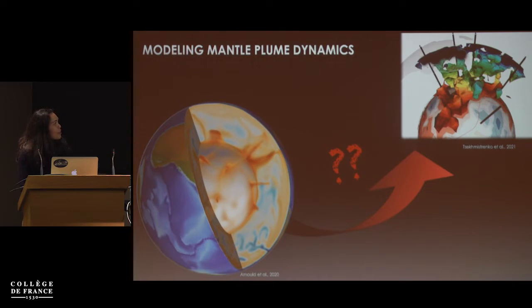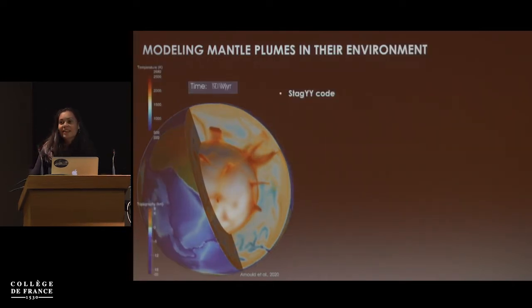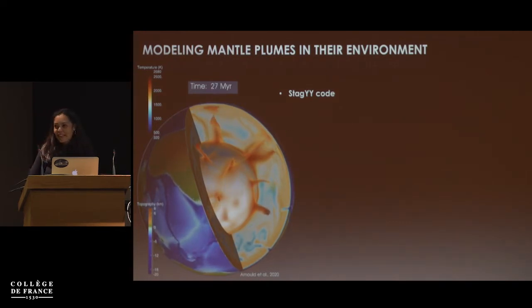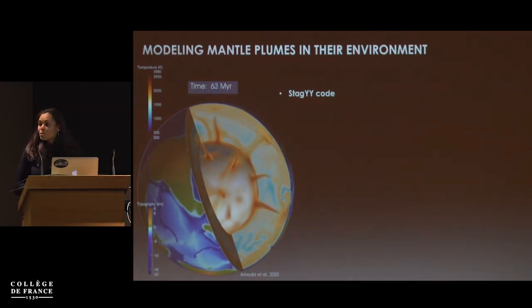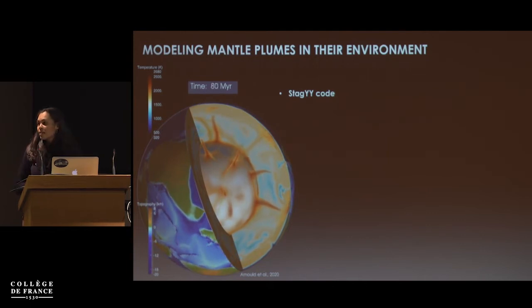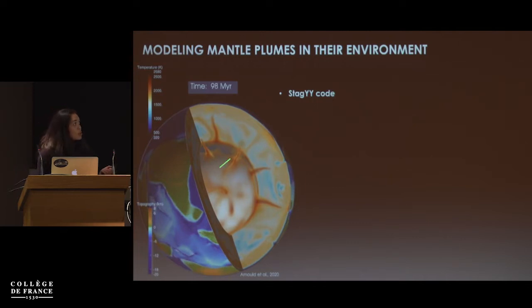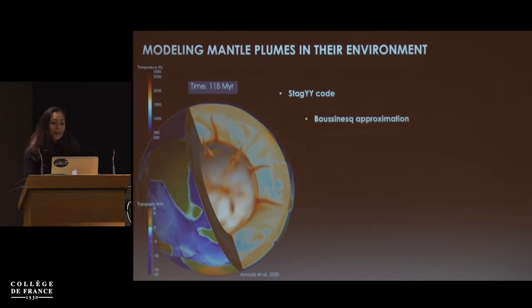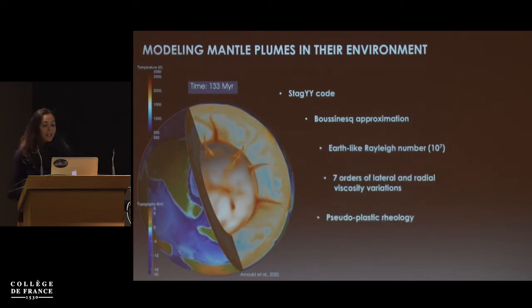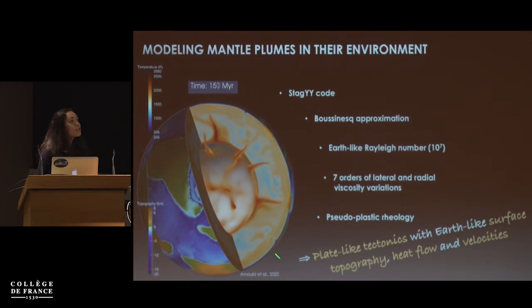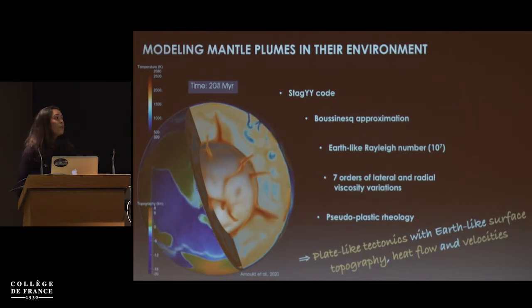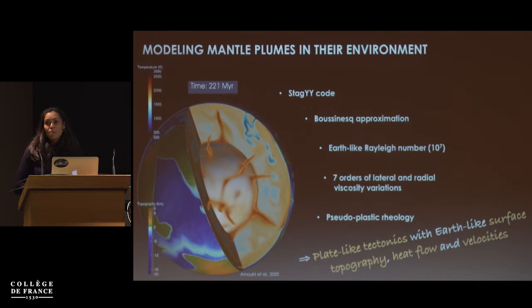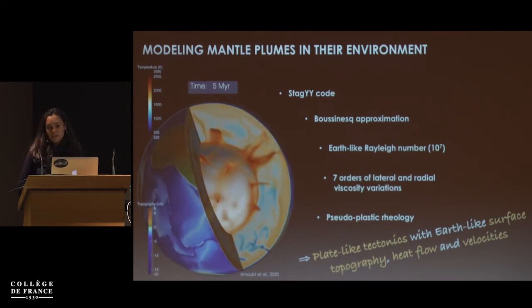So I propose here to use these kind of models because, thanks to Paul and his nice code, we are now able to model fully dynamically mantle plumes in interaction with both mantle convection and plate-like behavior. And so in these models, which are very imperfect in many ways, we can put a number of parameters that you can see here. And one of the interesting things is that you can have plate-like tectonics. You can characterize it, quantify it with Earth-like surface topography, heat flow, and velocities. And also, you can have mantle plumes that interact with all those structures that you can see here.